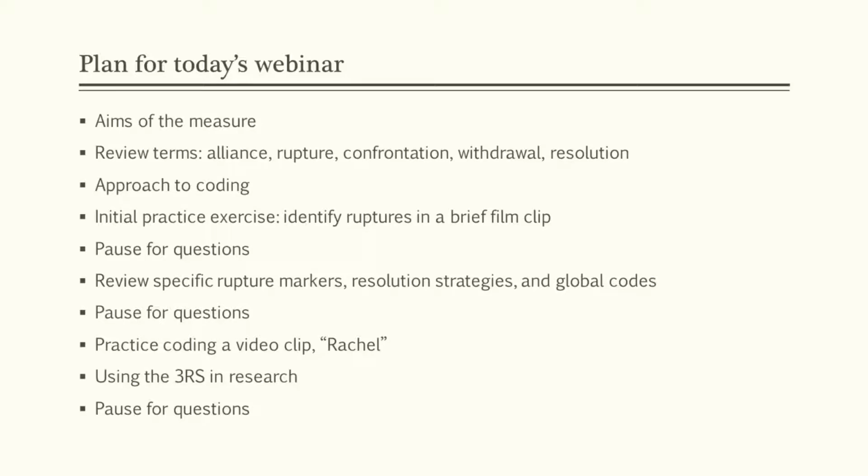So just to give you a sense of what I'm hoping to do today, I first want to talk some about the measure in general and the aims of it when we created it, what we were hoping to do, review some basic terms that are important whenever we're talking about ruptures, and talk some about the approach to coding that we encourage people to use when using this measure. We'll do an initial practice exercise where we'll identify some ruptures in a brief film clip. I have several breaks for questions, so if you have a question, we will have time to address those as we go along. Then we'll also review the specific rupture markers and resolution strategies and global codes in the 3RS.